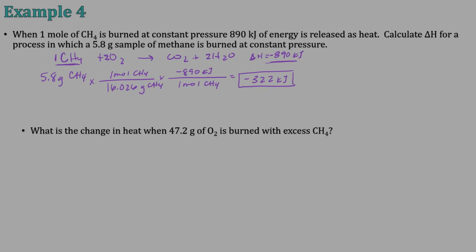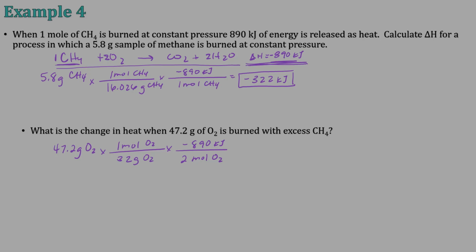And then the next one, we have 47.2 grams of O2. I'm going to do the same thing, 32 grams of oxygen for every mole of oxygen. And then for 2 moles of oxygen, we release 890 kilojoules of heat because this value here is for this reaction the way that it's written. It says for every 1 mole of CH4, 2 moles of O2 burn to give us 1 mole of CO2 and 2 moles of water. And that will release this heat. So this heat is for 2 moles of oxygen. So we get negative 656 kilojoules of heat is released.